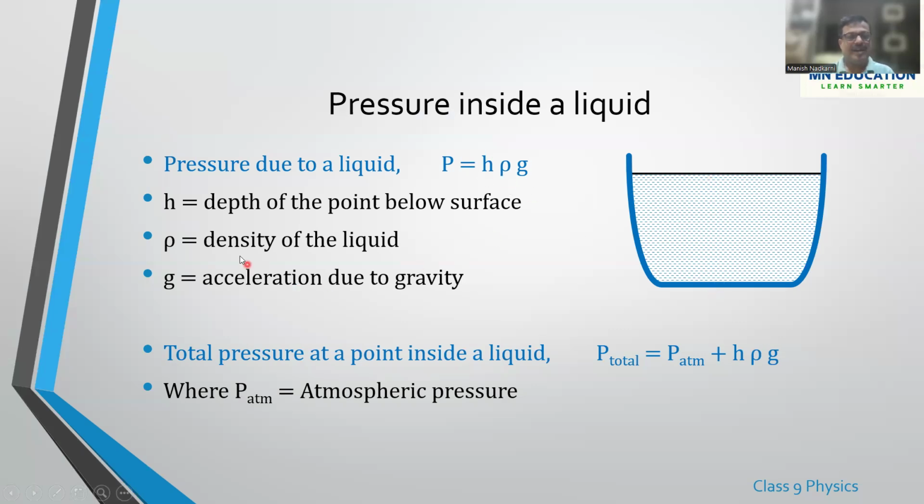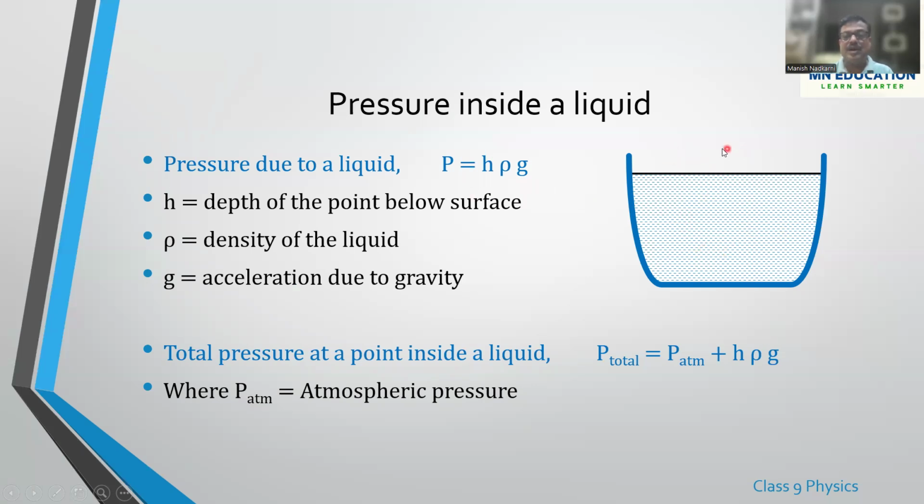Rho, as I already told you, is the density of the liquid. And g, small g, is acceleration due to gravity. We take the value of acceleration due to gravity as 9.8 meters per second squared, or sometimes we approximately take it as 10 also. So pressure due to a liquid at a point inside a liquid would be given by h rho g. This is the formula you need to remember. This is the formula which gives you pressure due to the liquid.